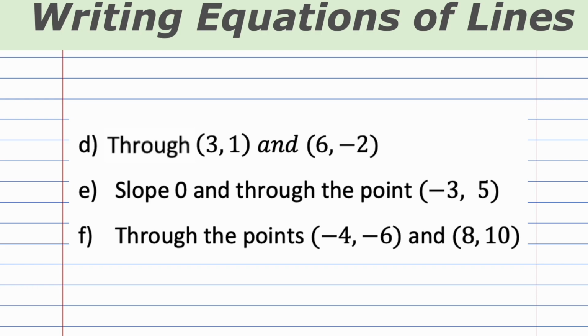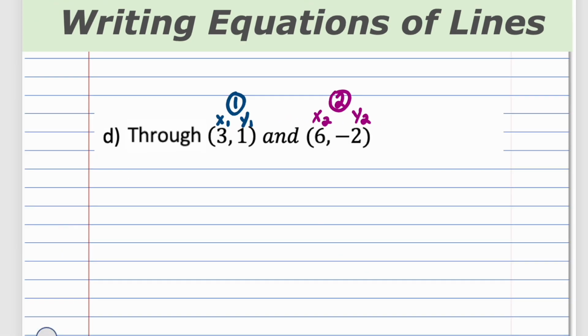In the first example D, we have 2 points. The first point has an x value and a y value, and the second point has an x value and a y value. These little numbers here are subscripts and they help organize your work. We'll start with the y is equal to mx plus b form. We actually have 2 points we could use, but we need to find the slope.